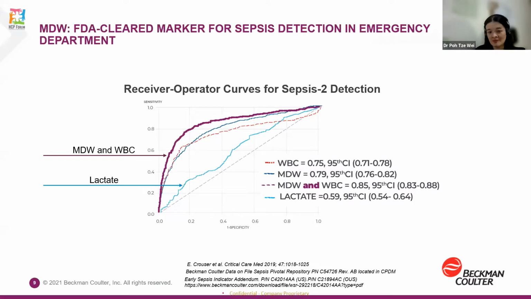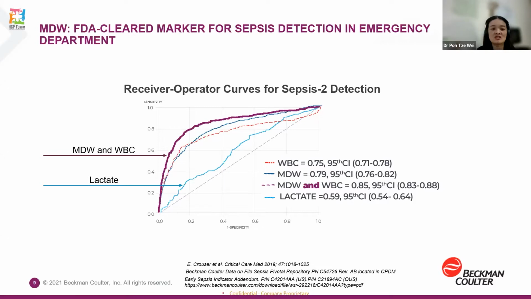And I think just for comparison, it's also important to note that looking at lactate, which is the blue curve here, has an area under the curve of 59%. And the combination of abnormal MDW and white count, as depicted by the purple line, has a 26% better area under the curve than lactate in the early identification of sepsis.